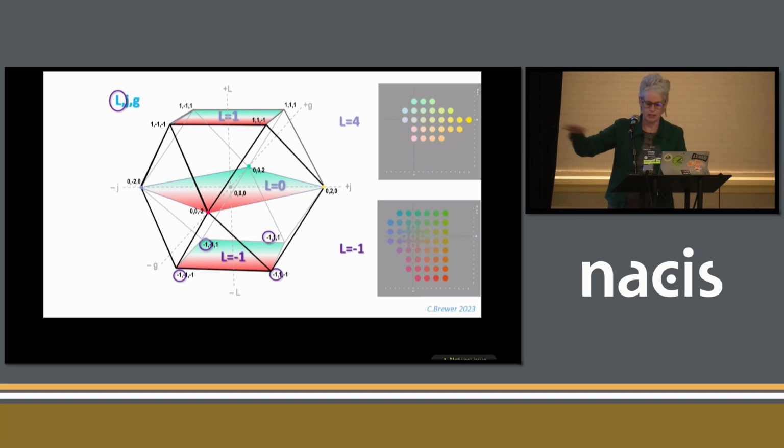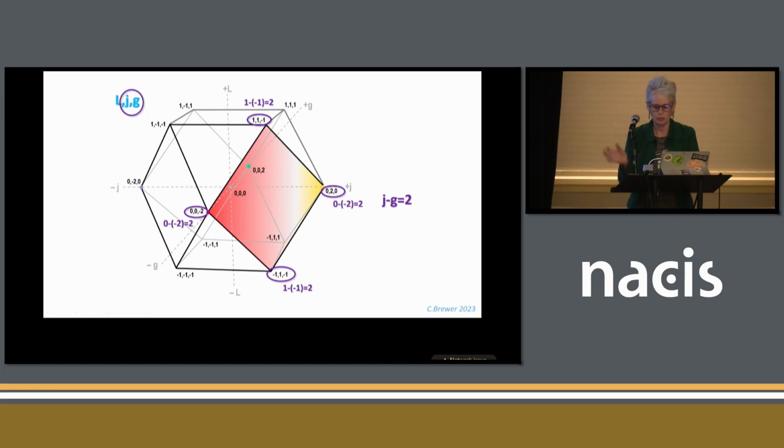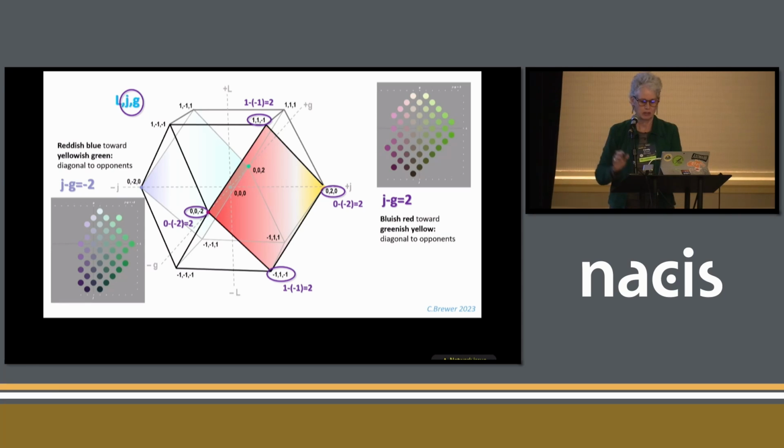Here's an example of just lightness slices. So you've got the yellow, blue, green, red. Here's a more complicated one. So this is j minus g equals a certain number, in this case 2, or 3, or 4, and so forth. So that's at a diagonal to both axes, yellow-blue and red-green. So here's j minus g equals 2. Over on the other side is j minus g equals -2. So you're slicing at an angle all the way through there.